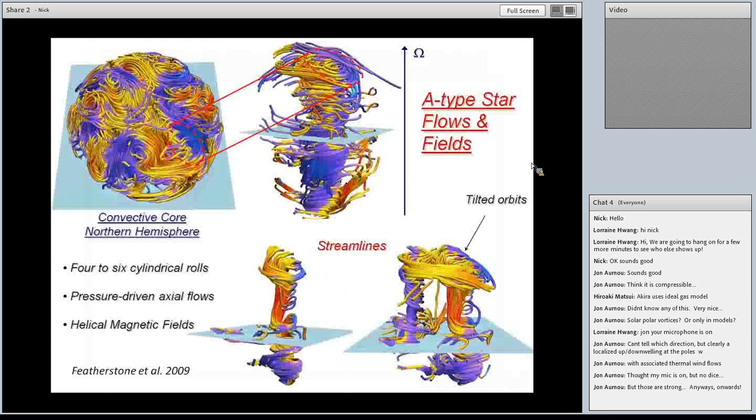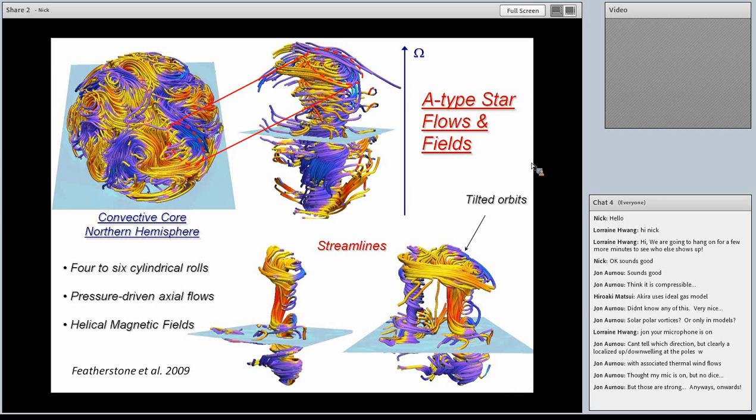This is some work I did during my thesis, saying what if you were to look at the streamlines in the convective core of one of these things, and this is shown on the left, so you're sort of looking down at the convective core from the north, or from the pole, I guess I should say. And you notice there's something like 6 or 7 of these big cylindrical rolls going around the system. So I've kind of pulled one of those out and then dissected it in the lower right. And what you see is that these rolls have a pretty strong axial flow down the center, and then they tend to connect to each other. So you have this very globally connected convective core in these systems.